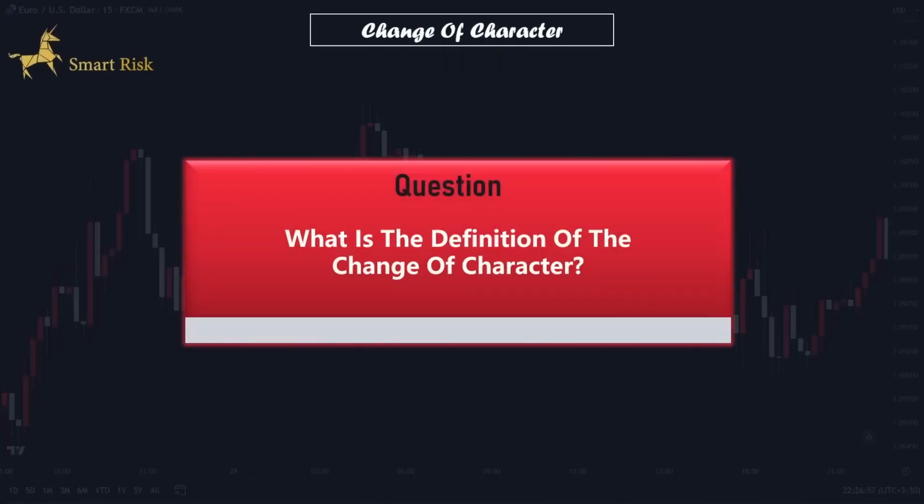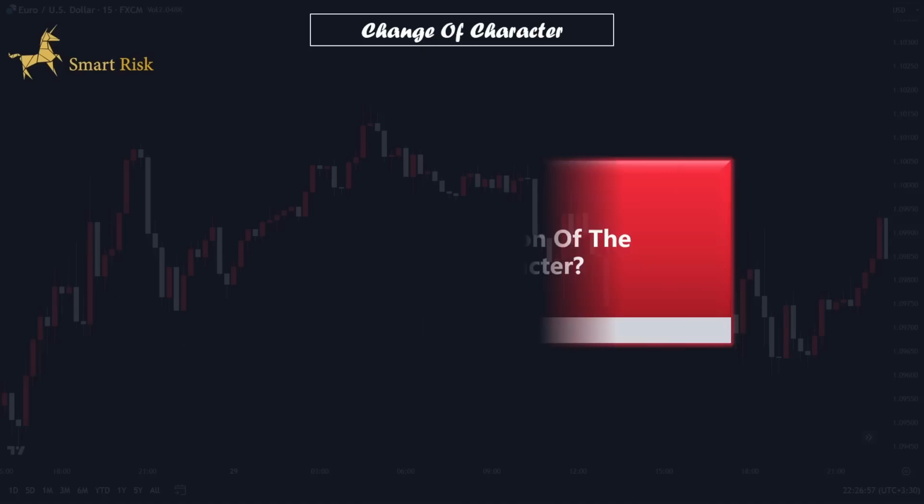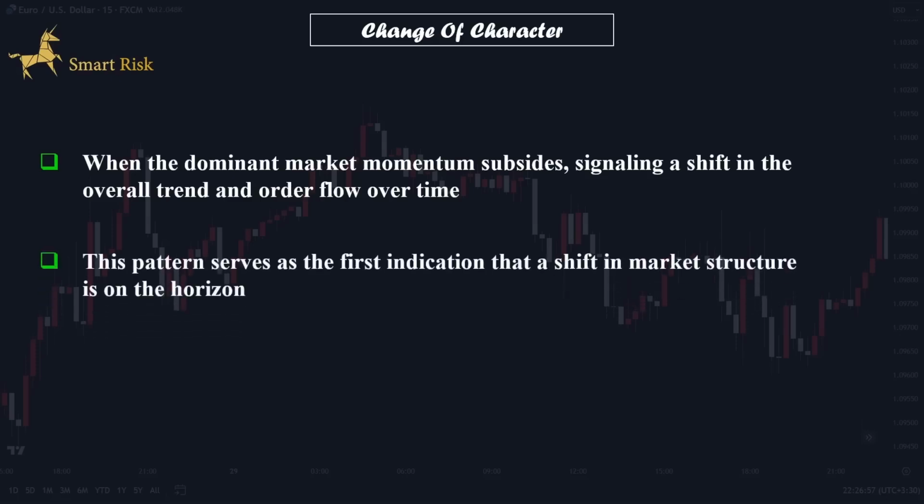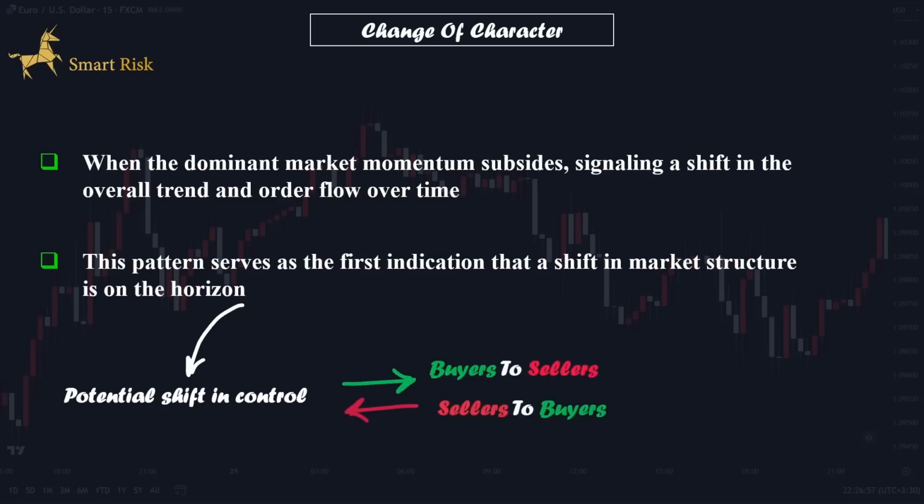So what is the definition of the change of character? A change of character occurs when the dominant market momentum subsides, signaling a shift in the overall trend and order flow over time. This pattern serves as the first indication that a shift in market structure is on the horizon, suggesting a potential shift in control from buyers to sellers or vice versa.